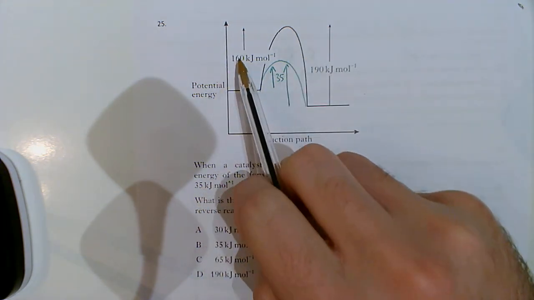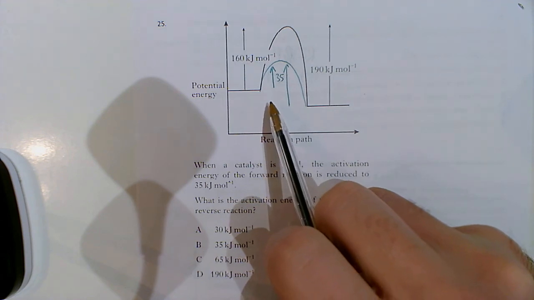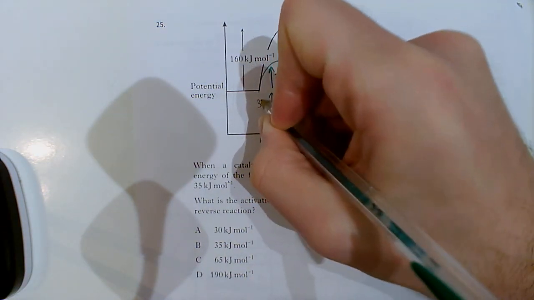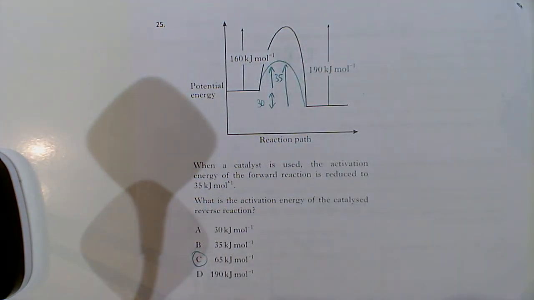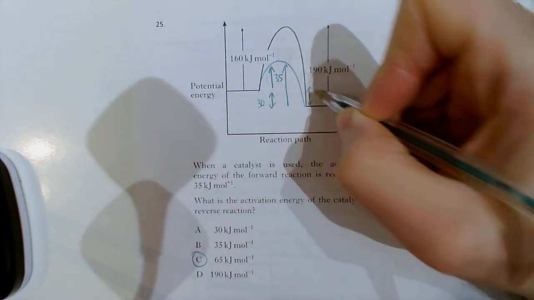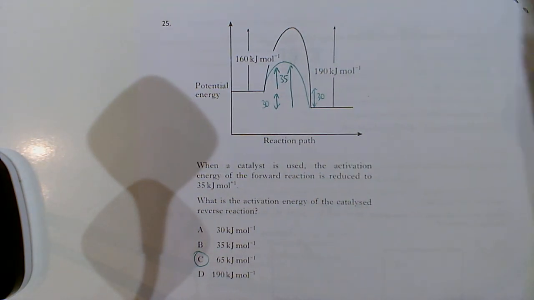So how are we going to work that out? Well, we could see the difference between these two was 30. So we could just add 30 on here because we know that difference there is 30. So if we add those two together, it gives us 65 as our answer. Because this extra energy was worth 30. That's not going to change. That's your enthalpy change. So that gives you it.